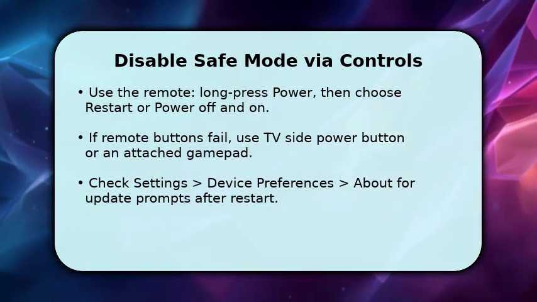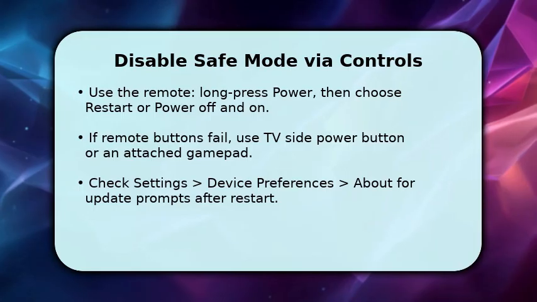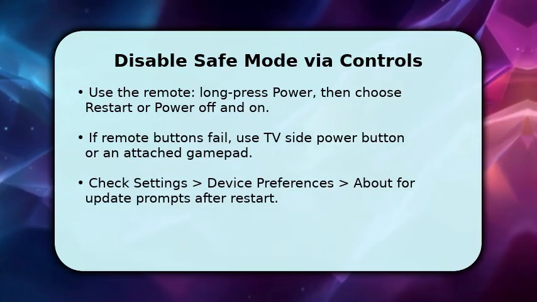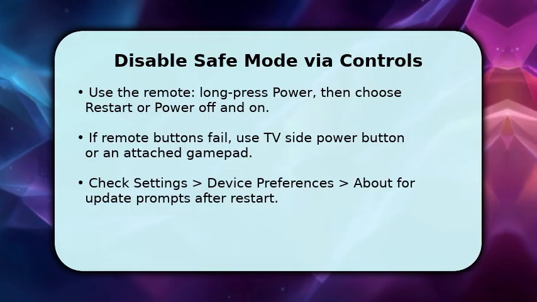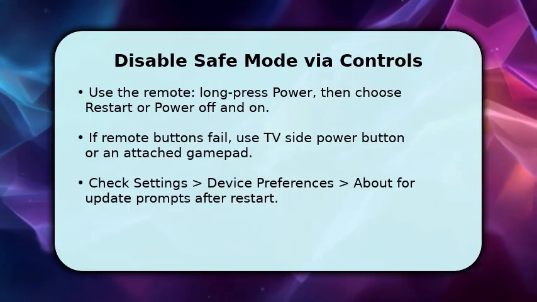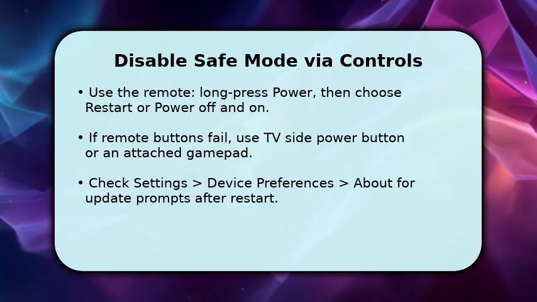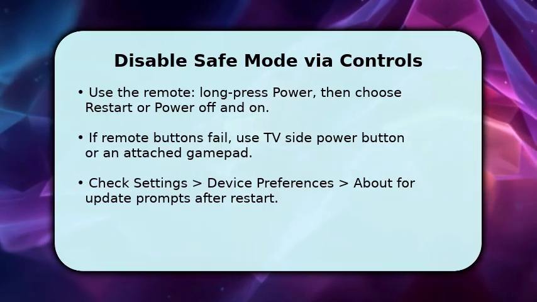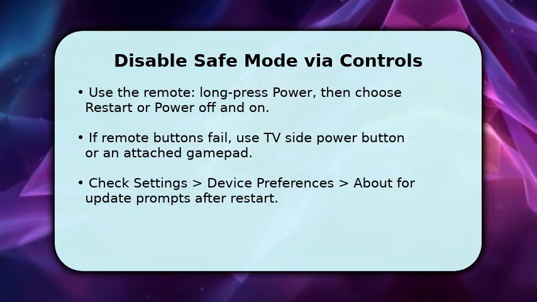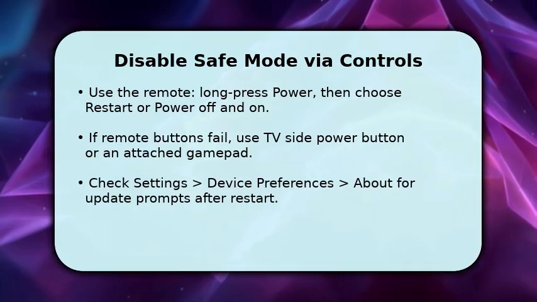Press and hold the remote power button. If a restart option appears, choose it. That often clears Safe Mode. If the remote is unresponsive, use the TV's physical power button or a connected controller to power cycle the device. These act as substitutes. Make sure to check settings after reboot.